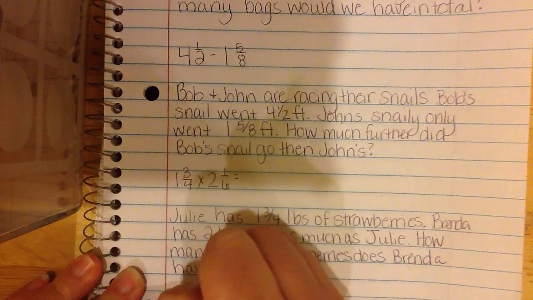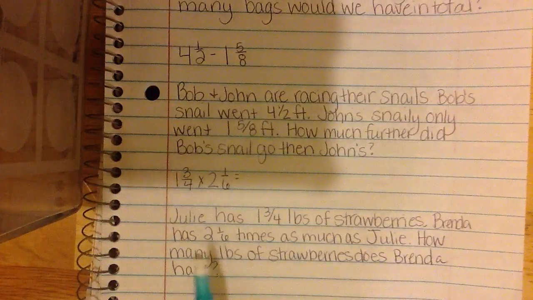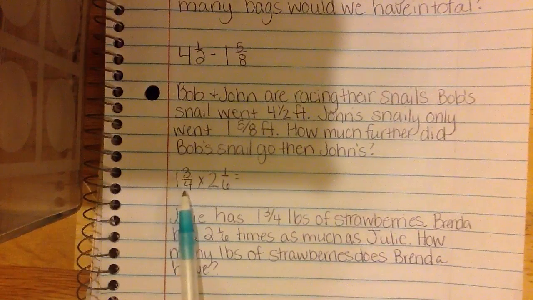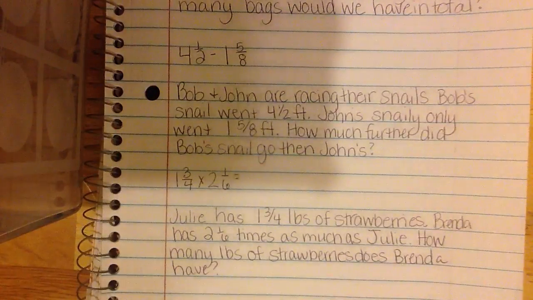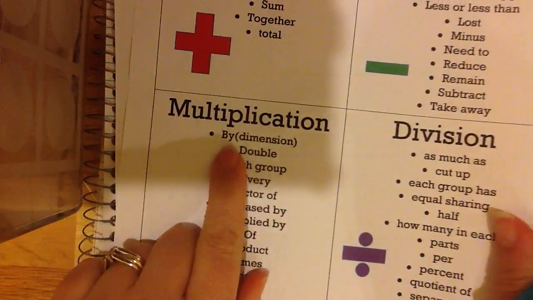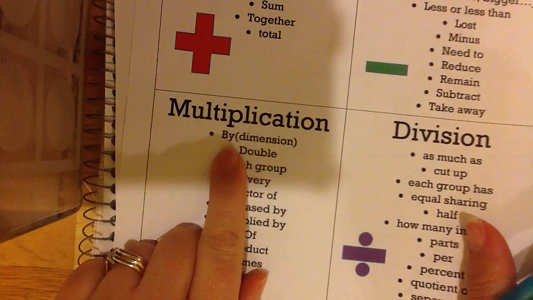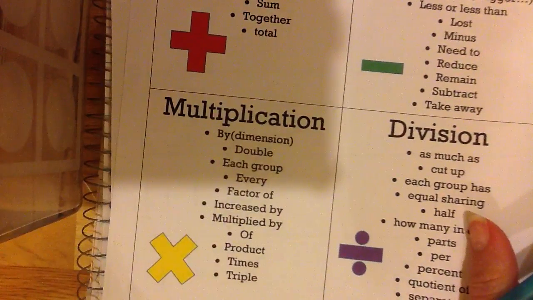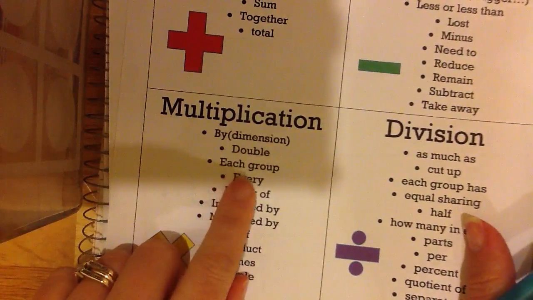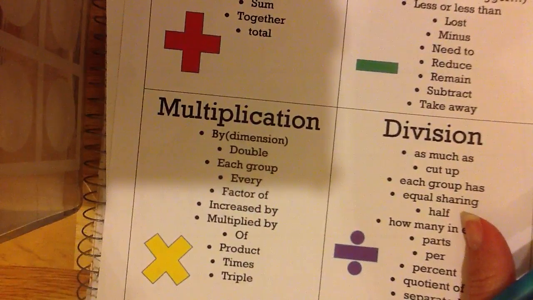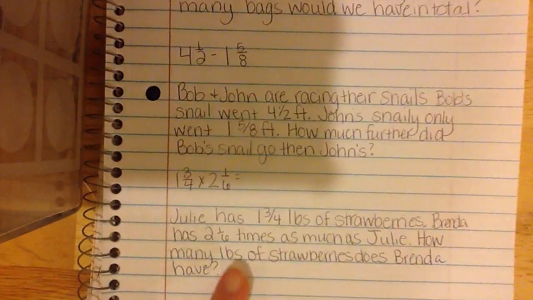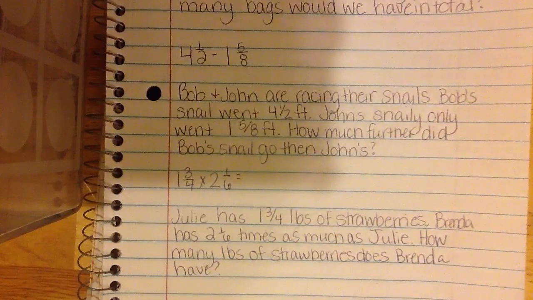So what I want you to do is pause the video and try to write your own word problem for 1 3/4 times 2 1/6. So remember, we could be using any of these. We could do dimensions. We can do an area of something, a length and a width. So you could say groups only really work with whole numbers, so I would save that one. But you can also do one that's very similar to what we've already done. Go ahead and pause that video.